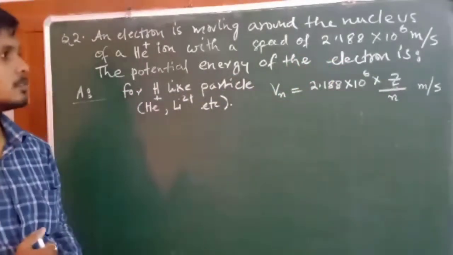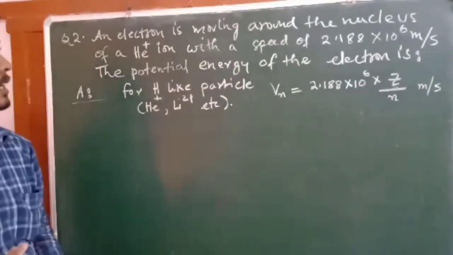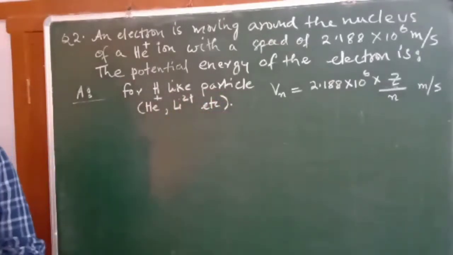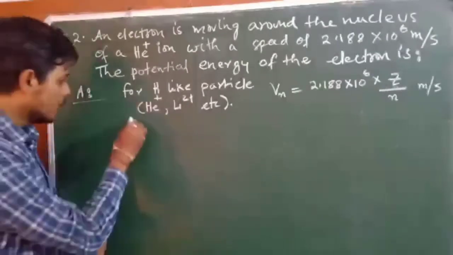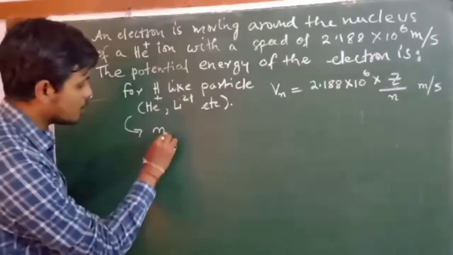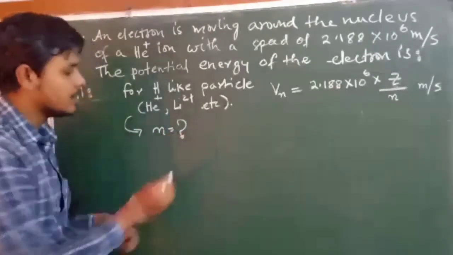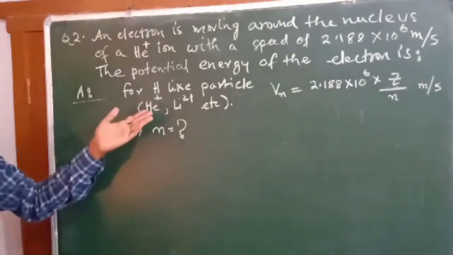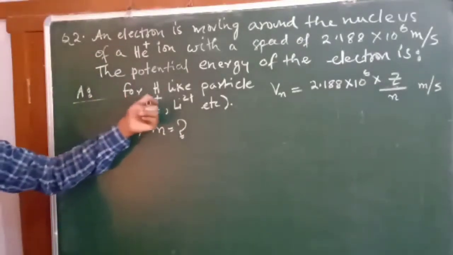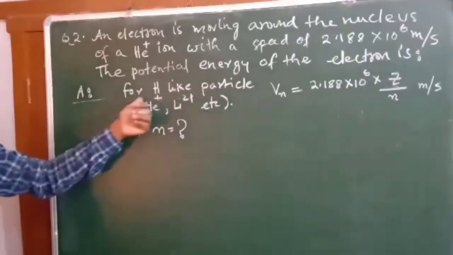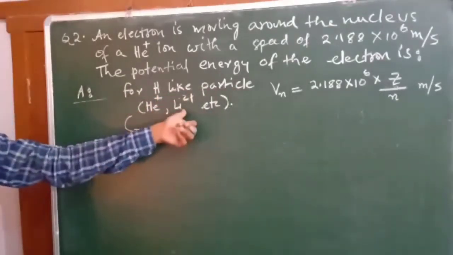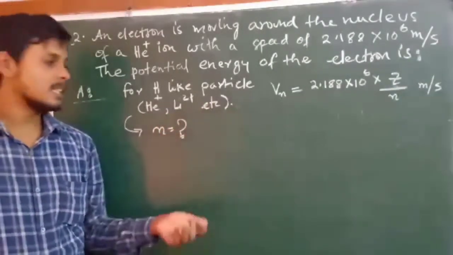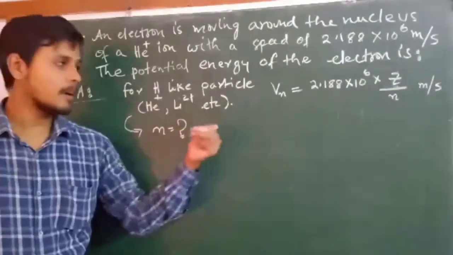Now for doing this, first we need to find the orbit in which the electron is. So first we have to find the value of n, which will tell me in which orbit the electron is. For a hydrogen-like particle, like He+, Li2+, Be3+, B4+, etc. So these are hydrogen-like particles.